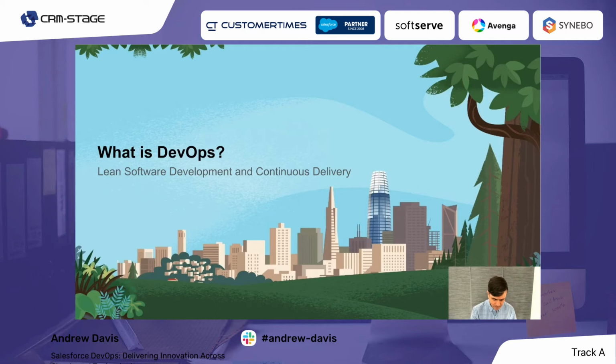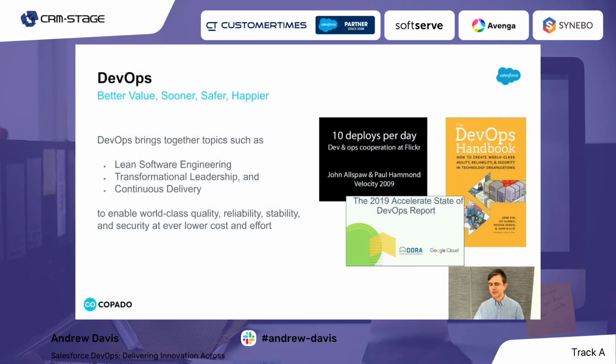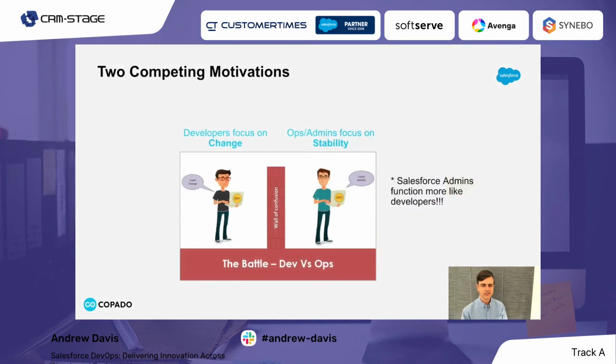So, what is DevOps again? So DevOps, it traces its roots back to 2009. There have been a lot of great books written about it, like the DevOps Handbook, which has just come out in a second edition. Brings together concepts like lean software engineering and transformational leadership and continuous delivery. But basically, it just means newer, better ways of building software compared to older, not so better ways, and really become incredibly vast and broad.